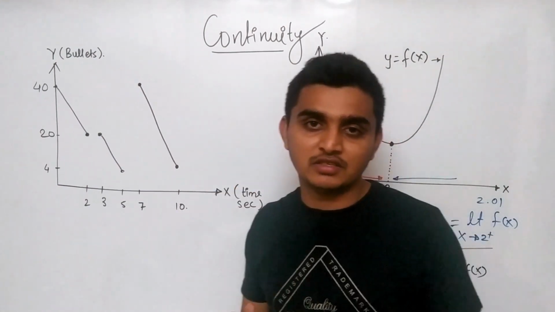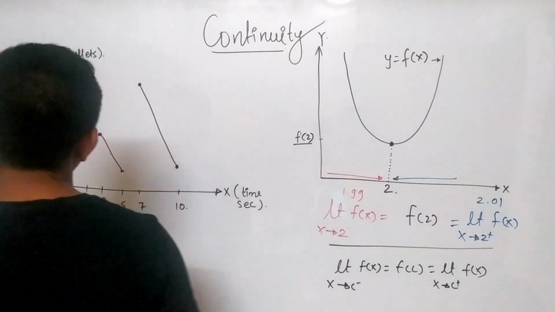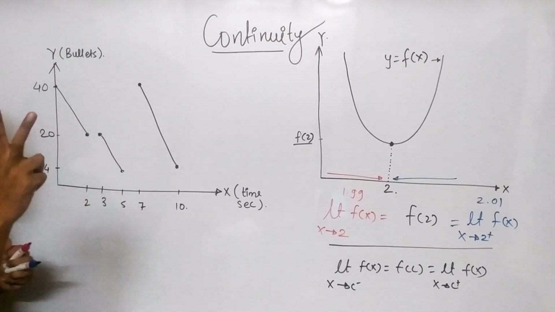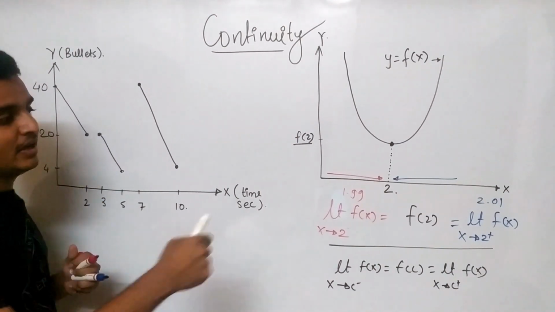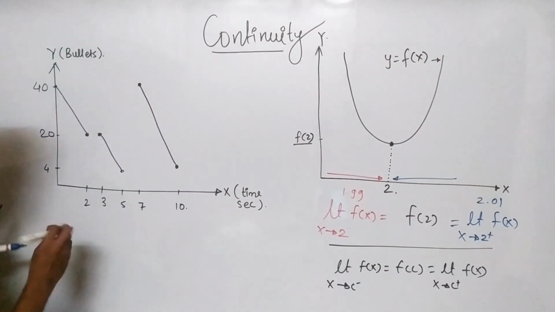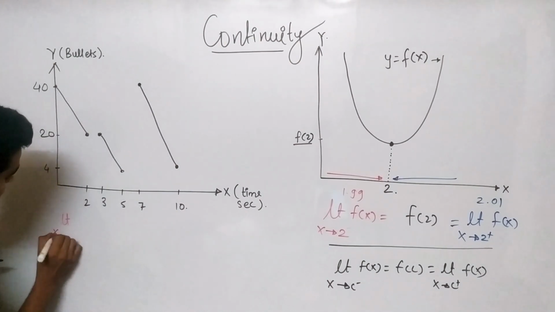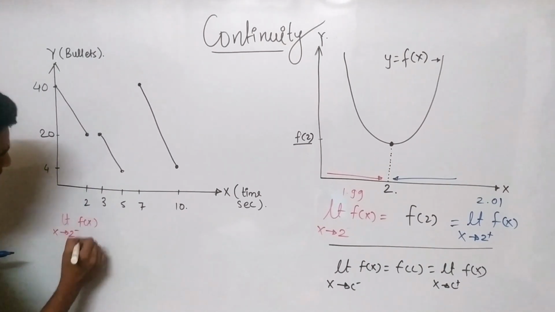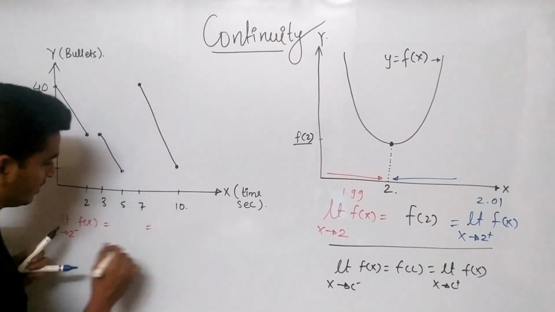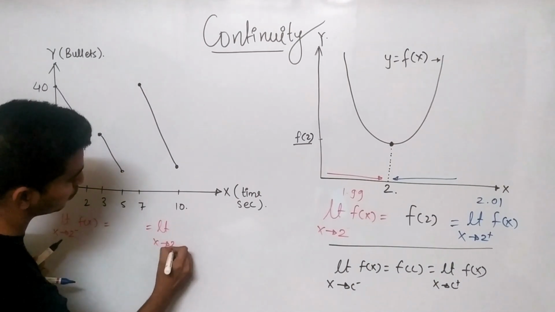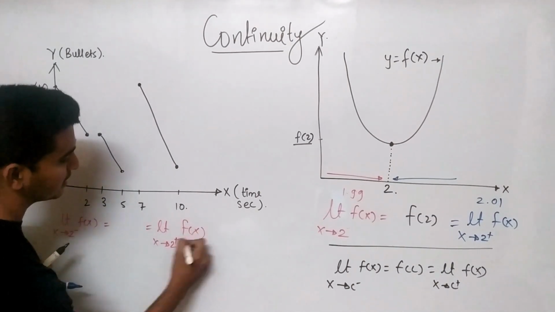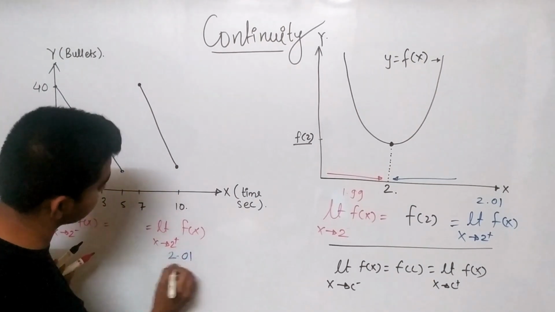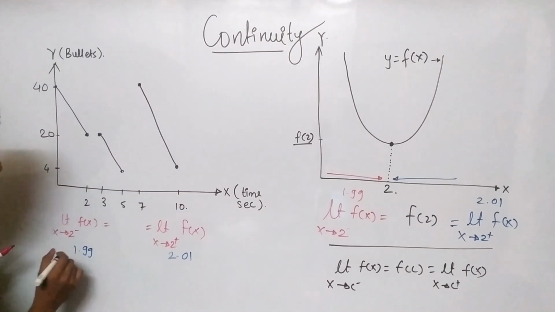And we'll check if it is continuous or discontinuous. So we'll go to a particular point. Let's take 2. So we have 2 cases, which is we have 1.99 and 2.01, right? So we'll write limit x tends to 2 negative, which is from the left side, f of x, and limit x tends to 2 from the positive side of f of x. Well, now we know that this is for 2.01 seconds and this is for 1.99 seconds.